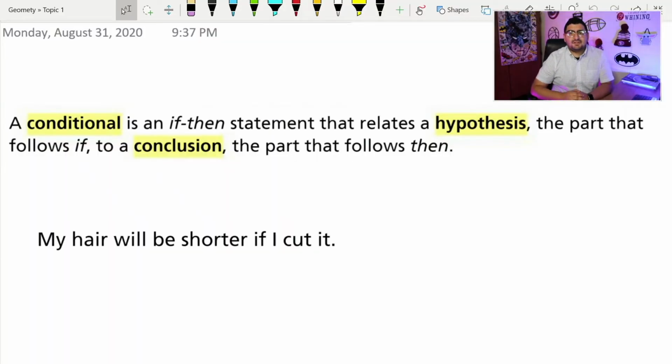So let's read the definition of what a conditional is. A conditional is an if-then statement that relates a hypothesis, the part that follows the if, to a conclusion, the part that follows then. So what we're actually going to do right now is first write a conditional statement. The conditional statement is usually an if-then statement, where the part that follows if is what we call the hypothesis, and the part that follows then is what we call the conclusion.